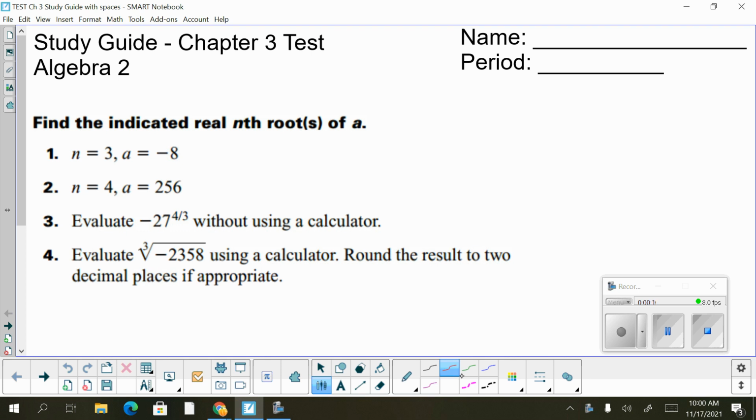For number 1, we're taking the nth root of a, so that's the cube root of -8. There is a button on your calculator. If you go in the math menu, it's math 4. That's going to be -2.